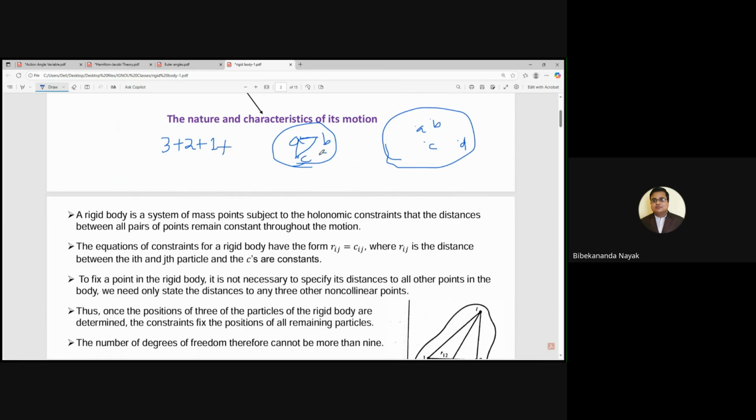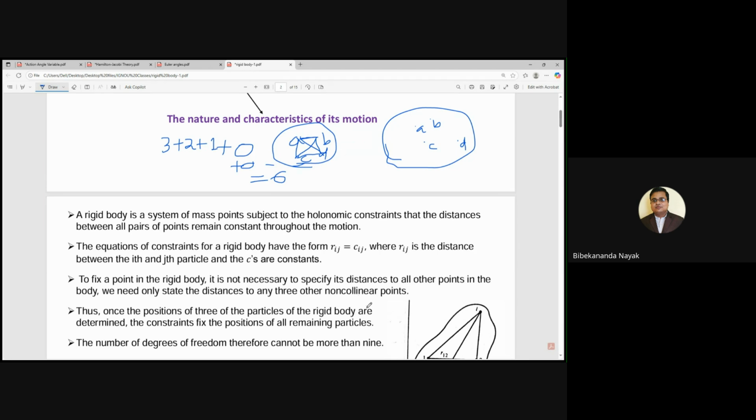If another point D is here, then we need three coordinates for D. BD is constant, AD is constant, CD is constant. But there are three conditions, so we reduce it to zero. If you add any more particles, then also you get 0, 0, 0. So its degrees of freedom is 6. For a rigid body, we need 6 independent coordinates to solve its problem.